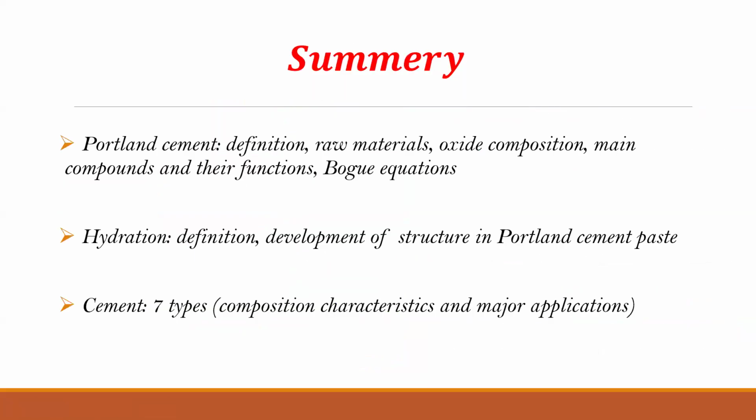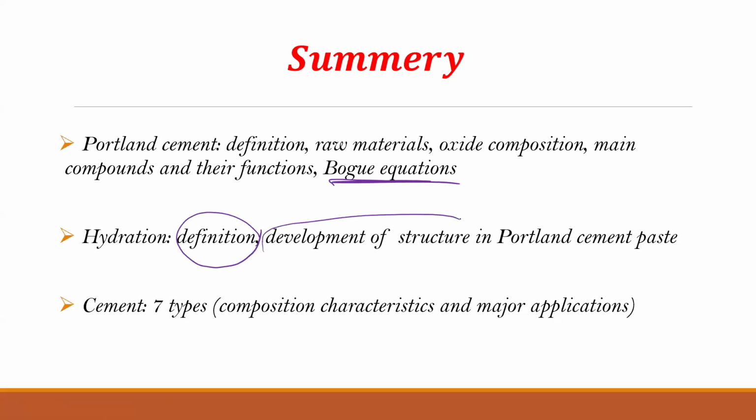Okay, so this is the end. For Portland cement, we discussed the definition, raw materials, oxide compositions, main components and their functions, and also the equation to find the 4 compounds, C3S, C2S, C3A, C4AF. And then we discussed the hydration. What do we mean by cement hydration? That's the reaction with the water.